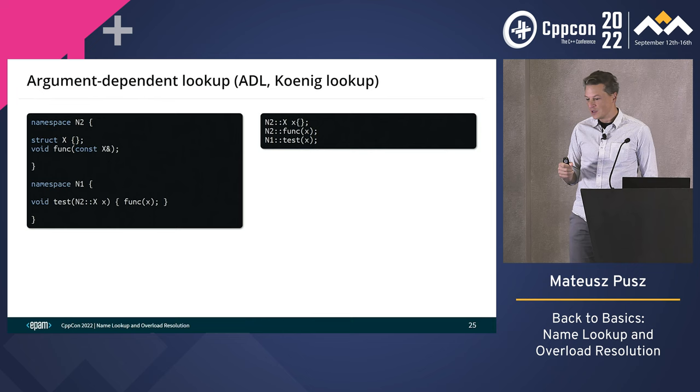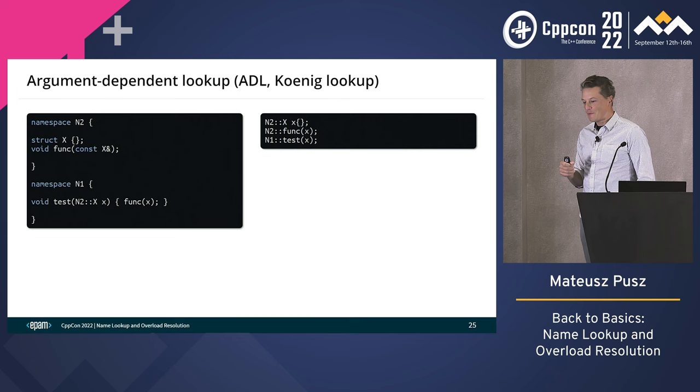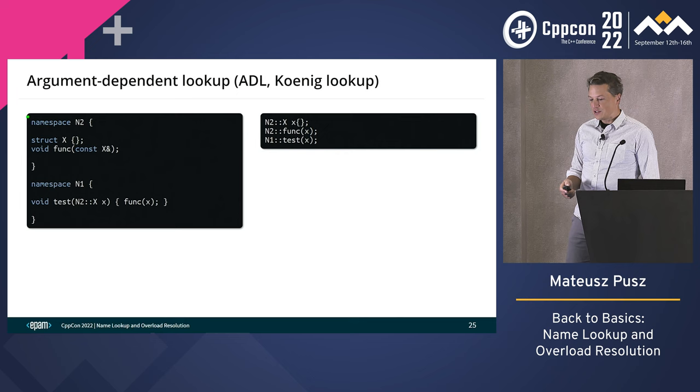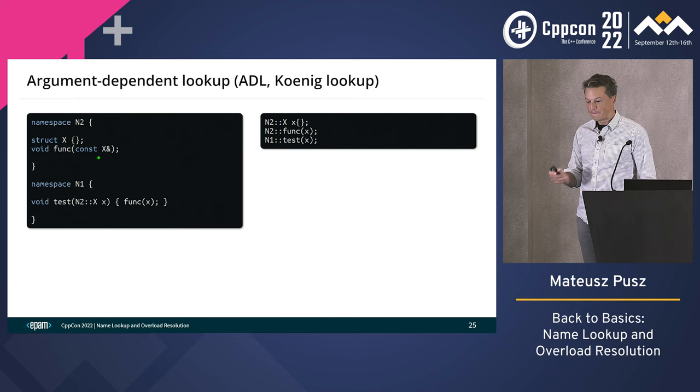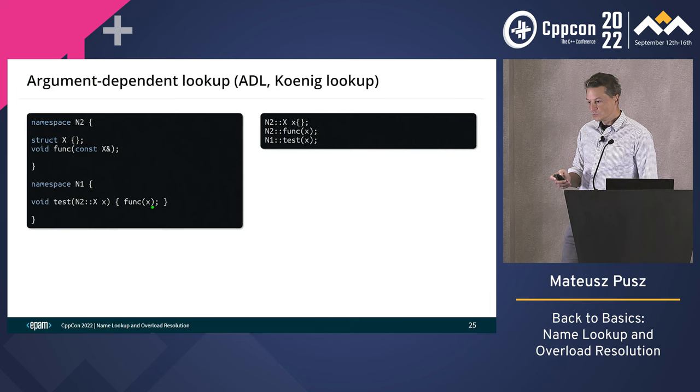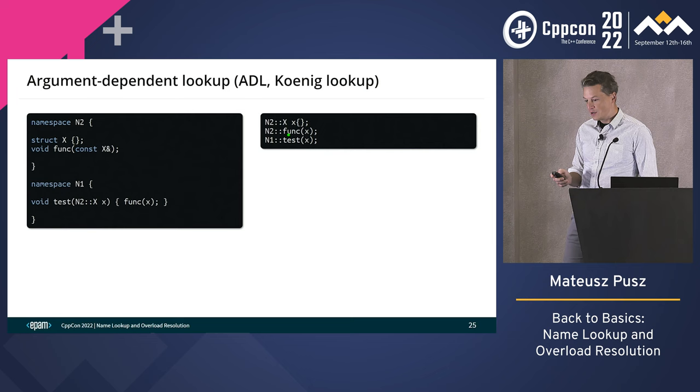Next thing that is really important here is argument-dependent name lookup, with abbreviation ADL, or sometimes also called Koenig lookup, because Andrew Koenig was the one that introduced this to the language. In this case, we have a structure X that is being defined in namespace N2, and we have a function that takes it as an argument. And we have another unrelated namespace, N1, that takes this argument of N2::X and calls a function in an unqualified way. Right? And now we have this instance of X, calling N2 func directly, and then calling N1 test that calls this function indirectly.